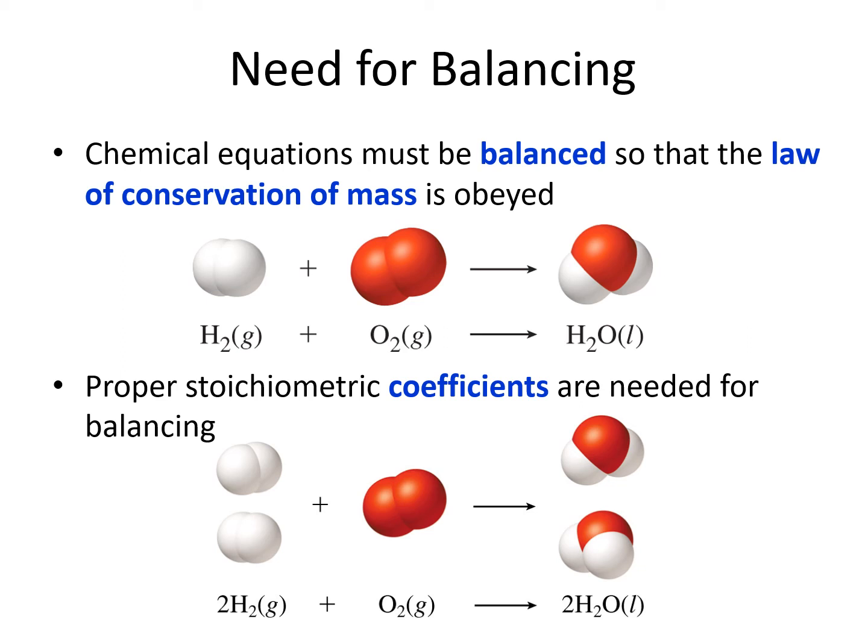In order to match up with what's actually happening, we need to put coefficients into our chemical equations. If we put a 2 in front of the H2 and a 2 in front of the H2O, that allows our equation to be balanced so that we have 4 hydrogens and 2 oxygens going into it. We have 4 hydrogens and 2 oxygens coming out of it.